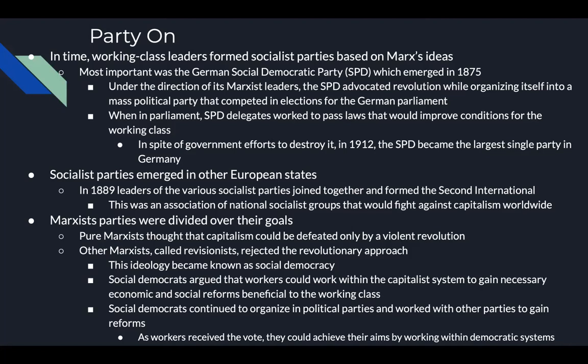Hooray! Socialist parties emerged in other European states across this time. In 1889, the leaders of the various socialist parties joined together and formed something called the Second International. This was an association of national groups that would fight against capitalism worldwide.